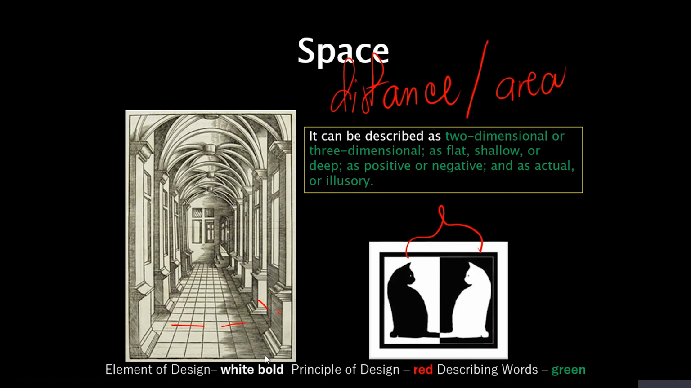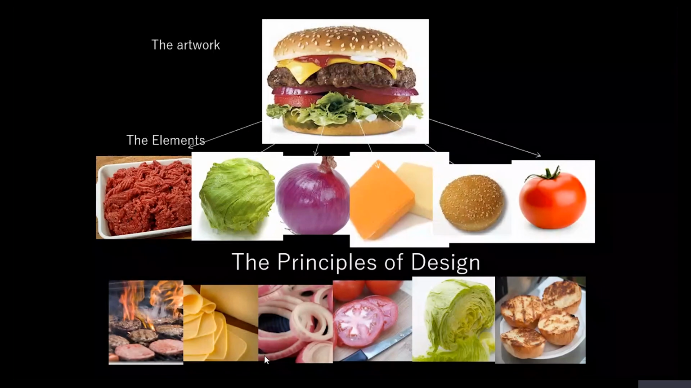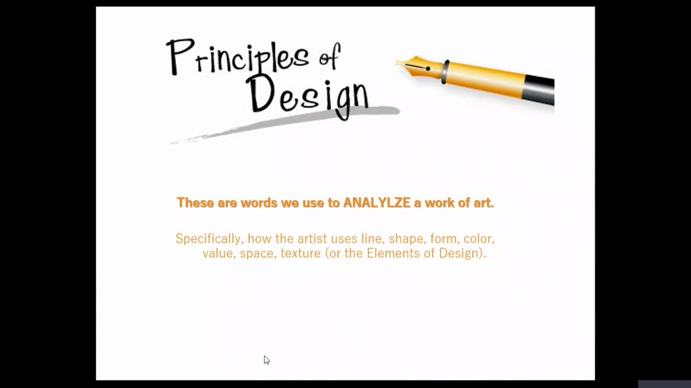So those are the different elements of design. On the other hand, we also have the principles of design. If we use the burger example, we have the ingredients to make our burger. In our artwork, we have the elements to make a beautiful piece of art. We also have the preparation of the ingredients. For example, for the burger, we need to grill the hamburger, saute the onions, shred the lettuce, melt the cheese, etc. If we create a beautiful piece of artwork, we also need that kind of preparation. For that reason, we have the principles of design.